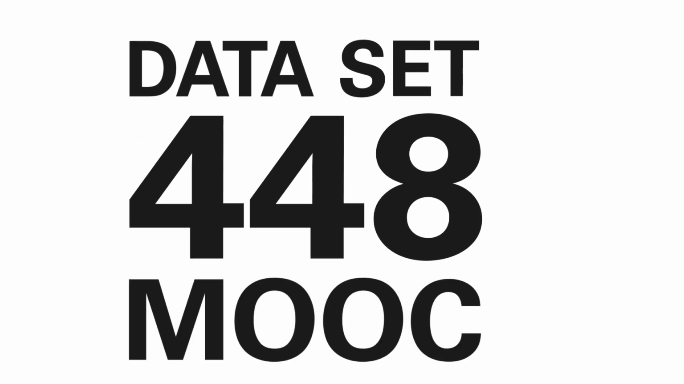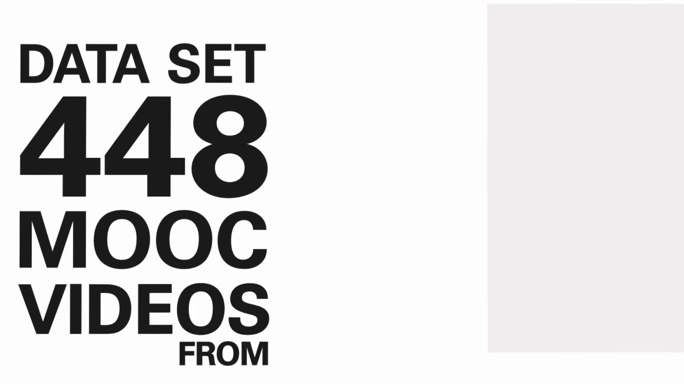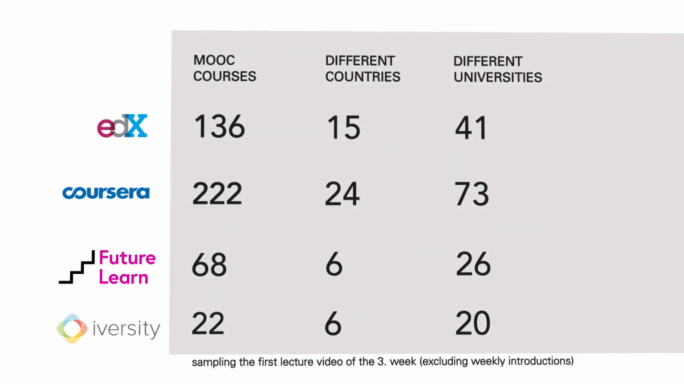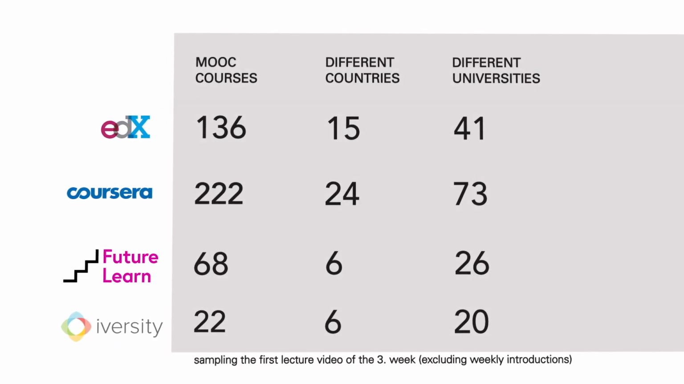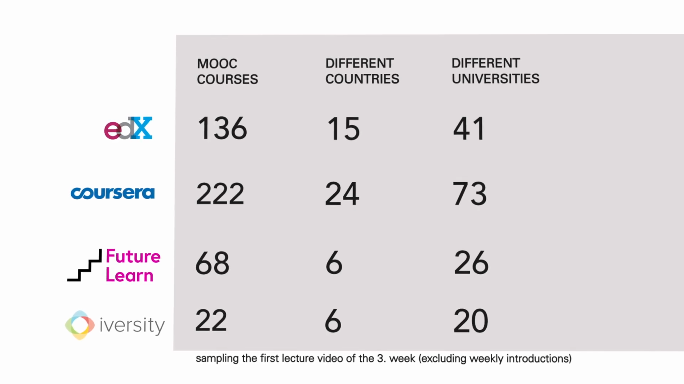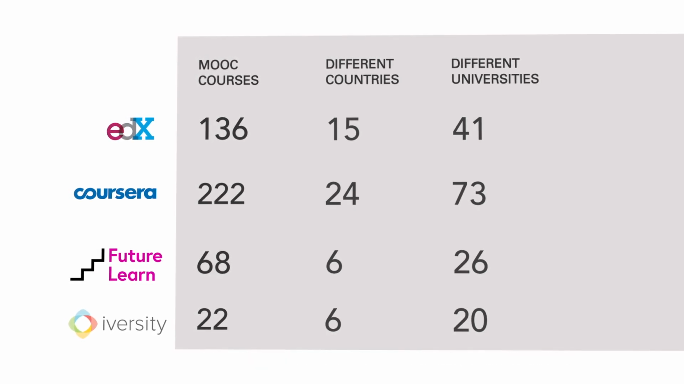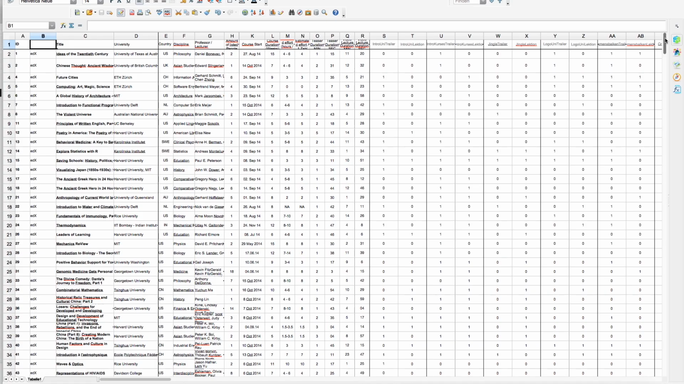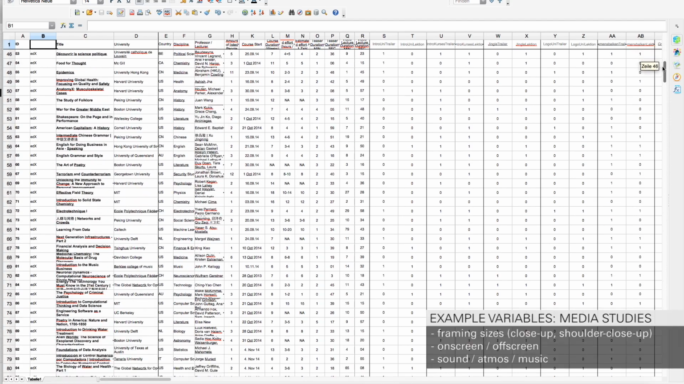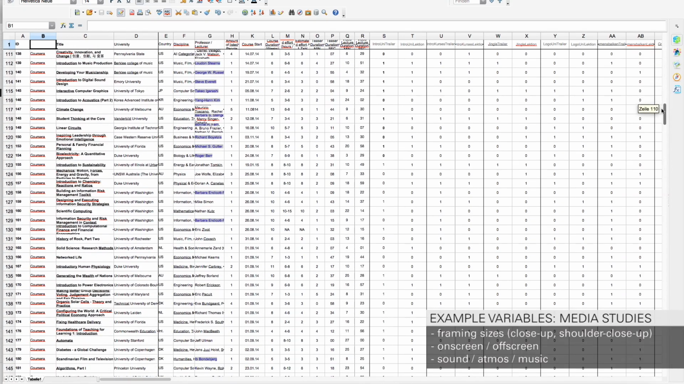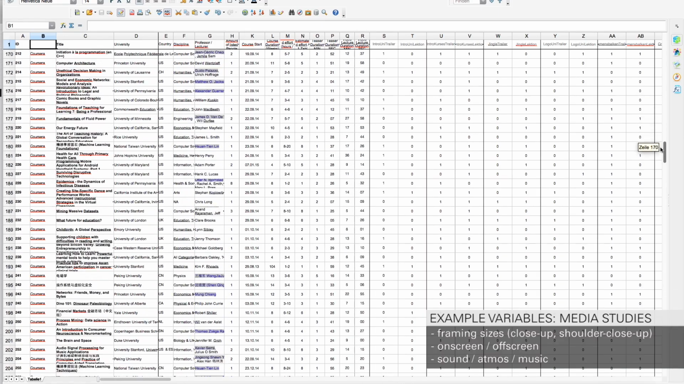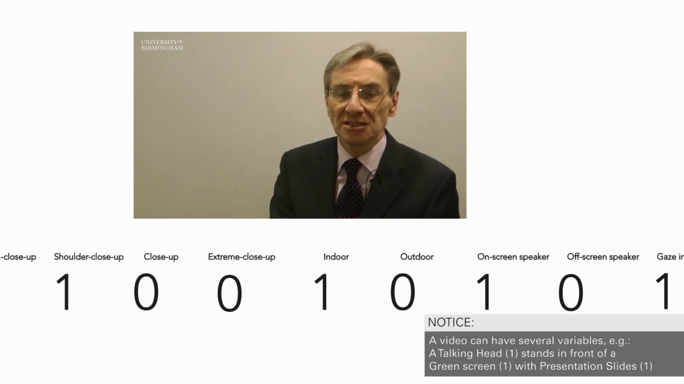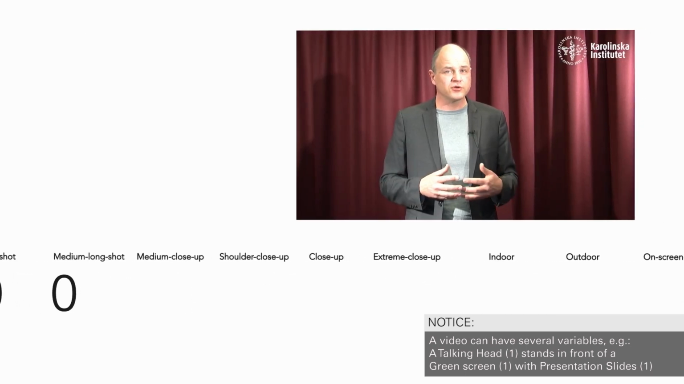A dataset of 448 MOOCs has been collected from edX, Coursera, Futurelearn and Iversity, sampling the course video each. Each video was manually evaluated for binary core variables based on previous research studies, and additionally specified with variables from media studies. Only variables which can readily be captured as yes or no were considered in the evaluation.